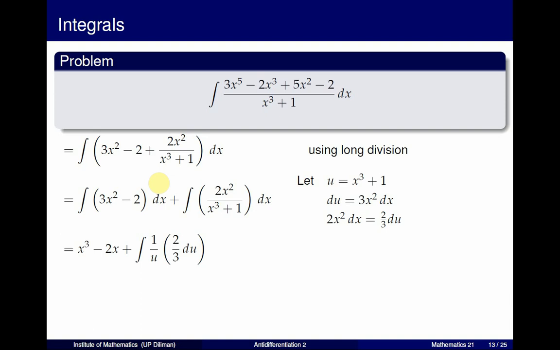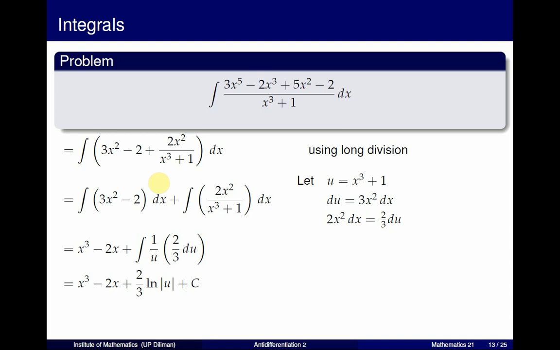All you have to do now is to evaluate the integral of 1 over u times 2/3 du. And this is similar to the first problem. 2/3 is a constant. We can just copy that later. We will evaluate 1 over u du, which is ln of absolute value of u plus c. And that is reflected in the next line. So the integral of 1 over u times 2/3 du is 2/3 ln of absolute value of u plus c. So our integral is x cubed minus 2x plus 2/3 ln of absolute value of u plus c.